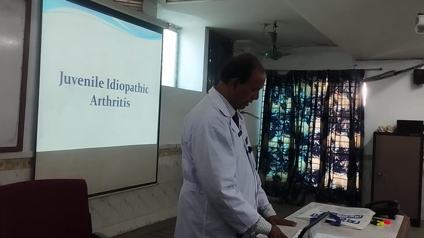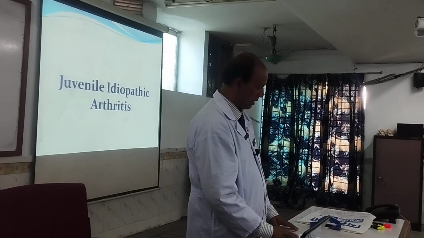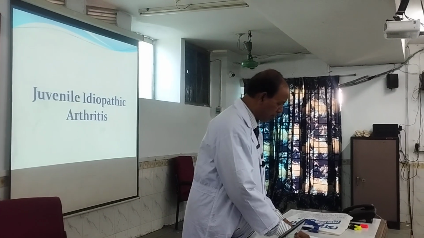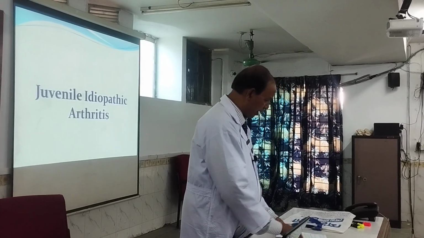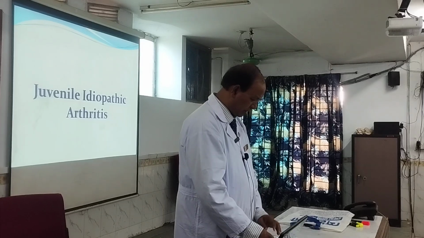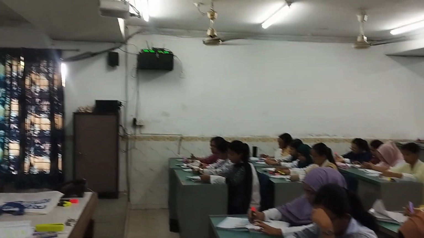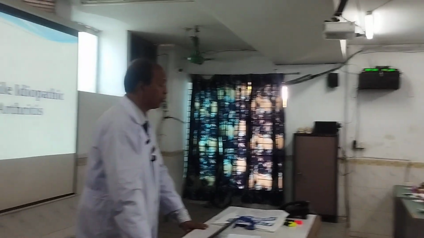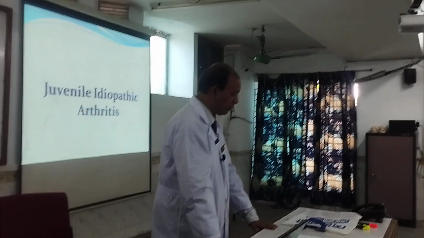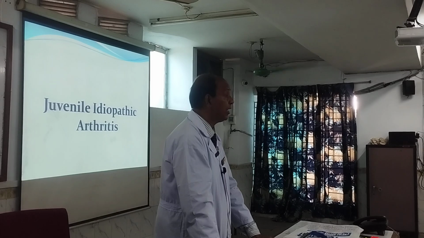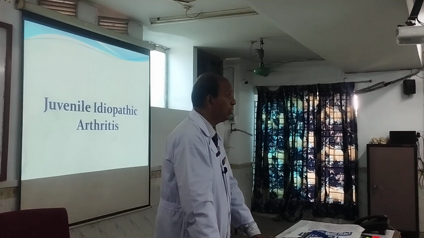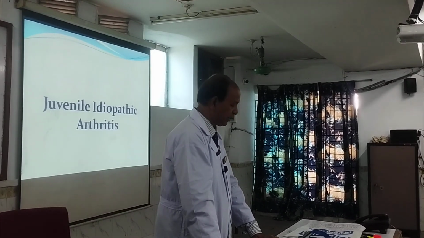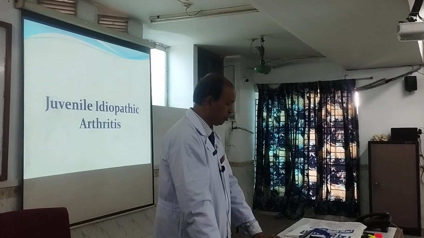Remember this. Next one of investigation is rheumatoid factor. You should investigate rheumatoid factor for polyarticular types of JIA and systemic onset JIA. Remember this. And anti-CCP antibody should be done.